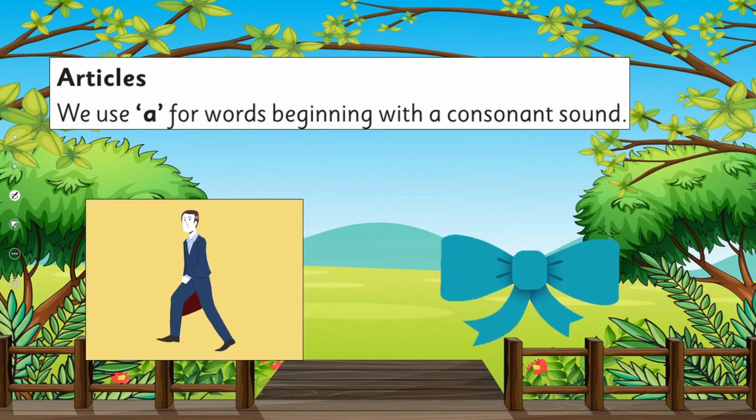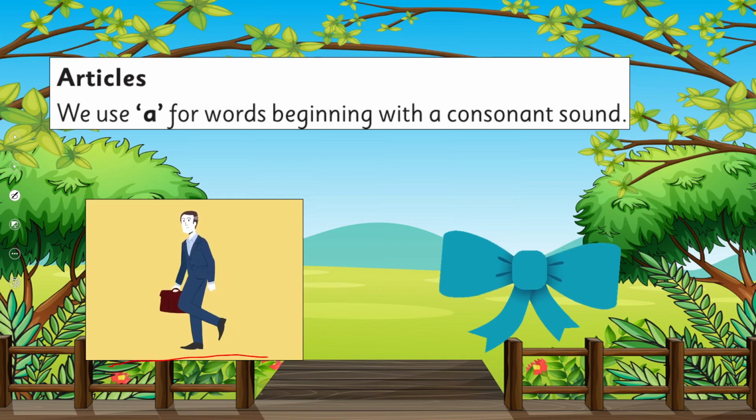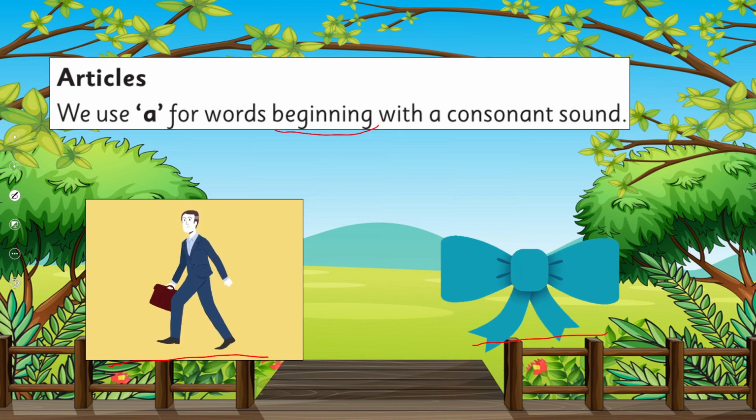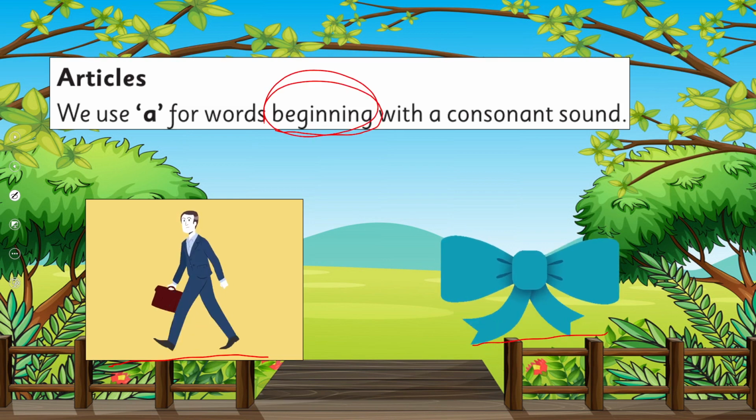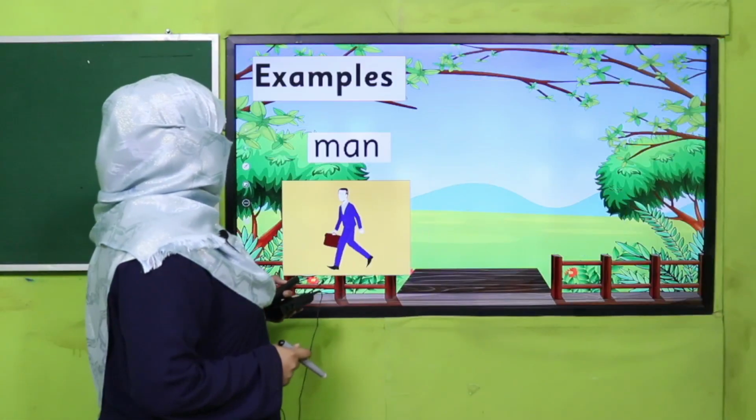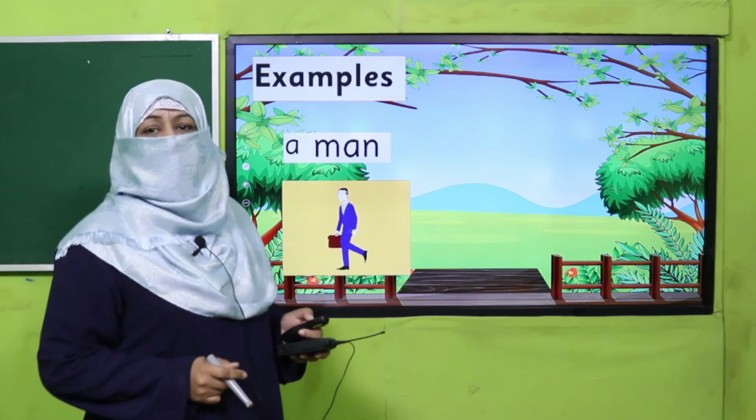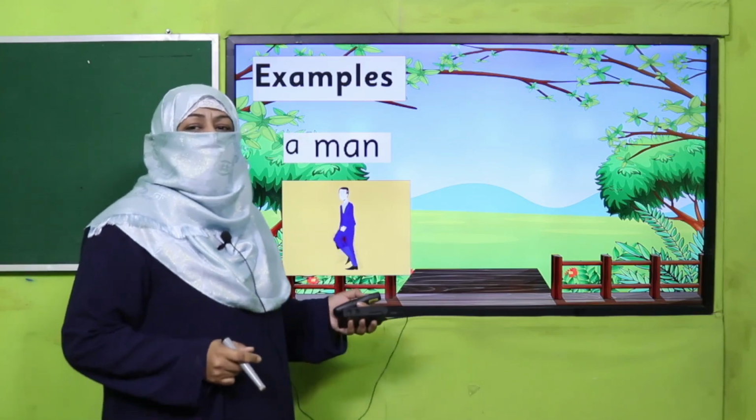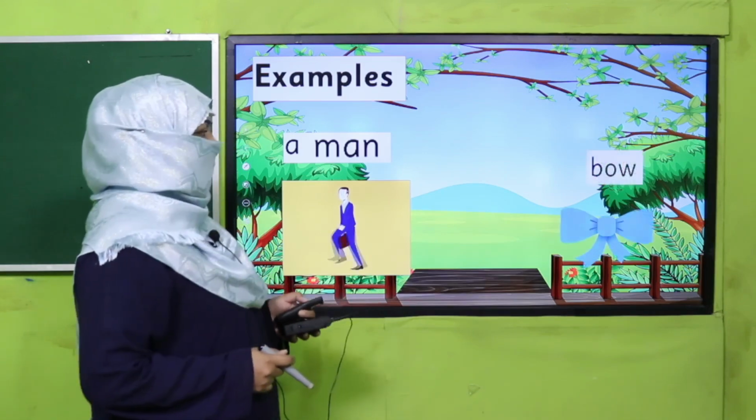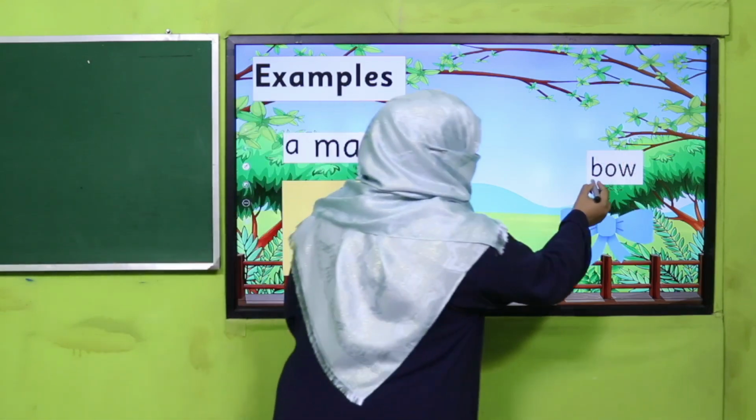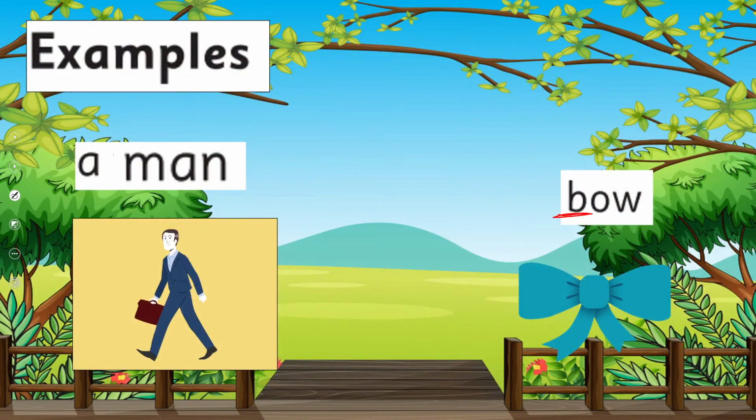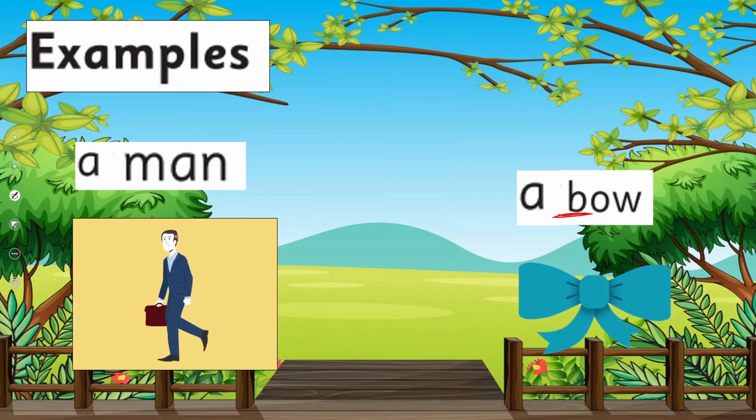Now look at this picture, a man. Now man, because when we say man, its beginning sound is a consonant. That's why we use a with it. A man. A man is walking, or a man is going to his office. And bow, its initial sound, its beginning sound is a consonant, so it takes the article a: a bow, right? Okay.